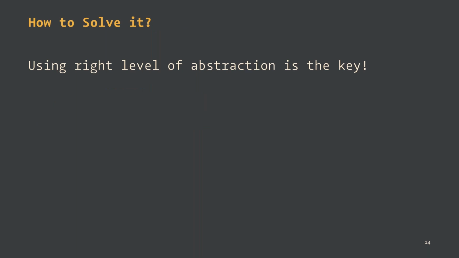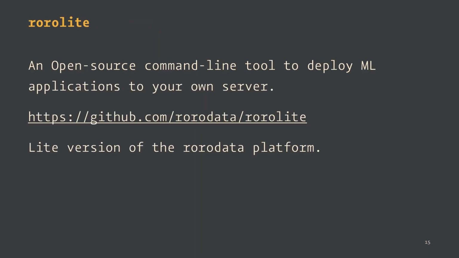So what we're trying to do now is to use a tool called rorolite, which is an open source command line tool for deploying machine learning applications on your own server.